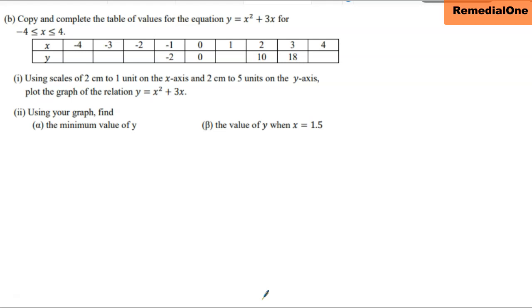Today we're going to look at this WASSCE past question whereby you have been asked to graph a quadratic function. I'm going to give you all the tips, the secret in order for you to get your maximum marks for the A to be assured.